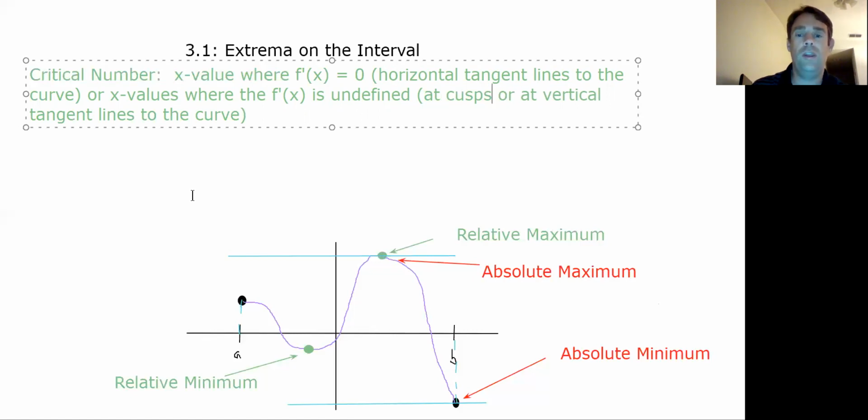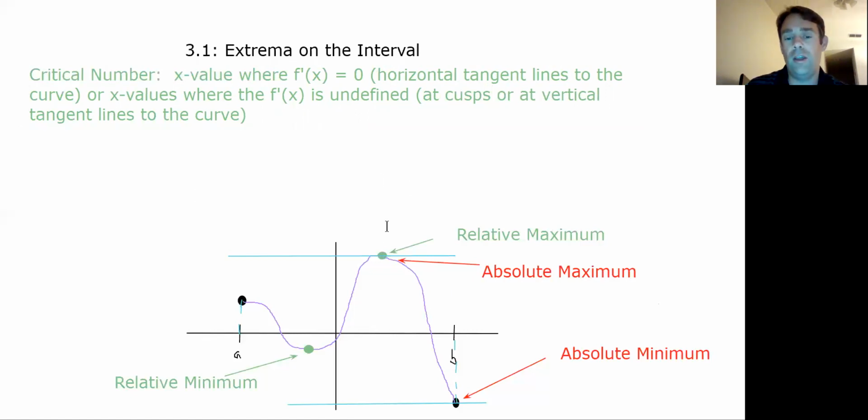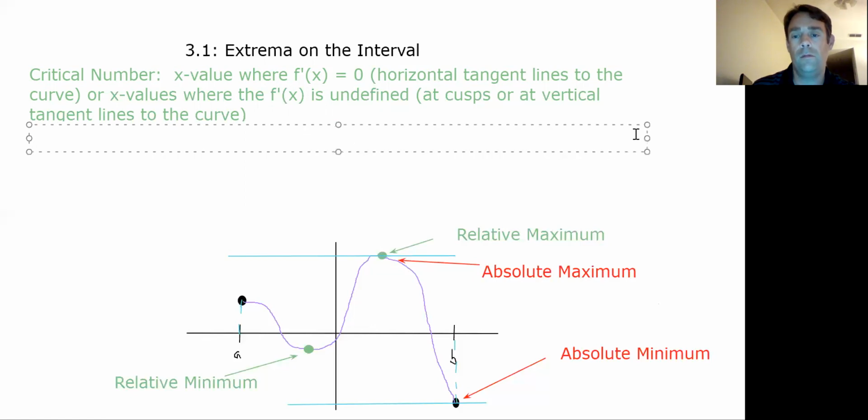So, in other words, anytime I have a derivative that equals 0, or a derivative that has a vertical tangent line, and I'm going to show you a couple of graphs of these so you can kind of see these a little bit, we call that a critical number. Now, the reason why critical numbers are important is because relative extrema only occur at critical numbers.